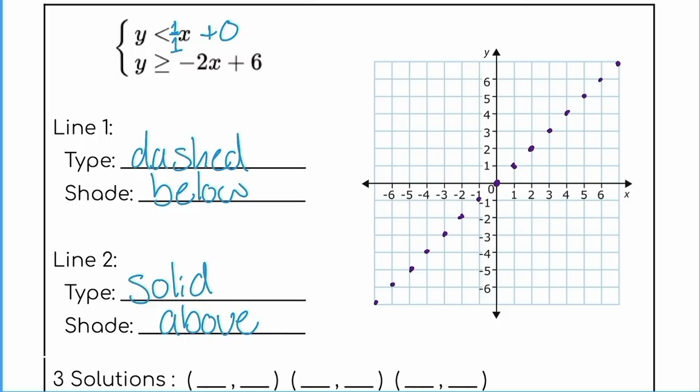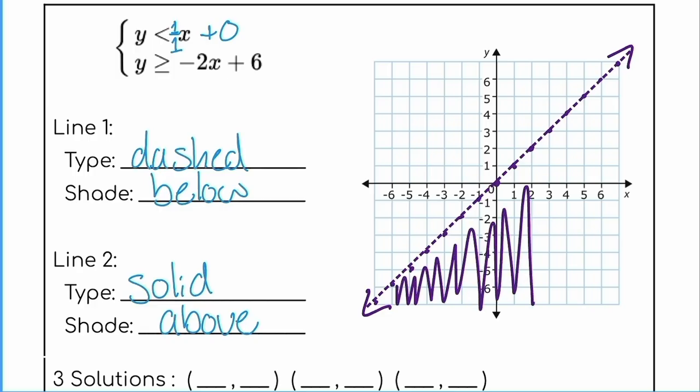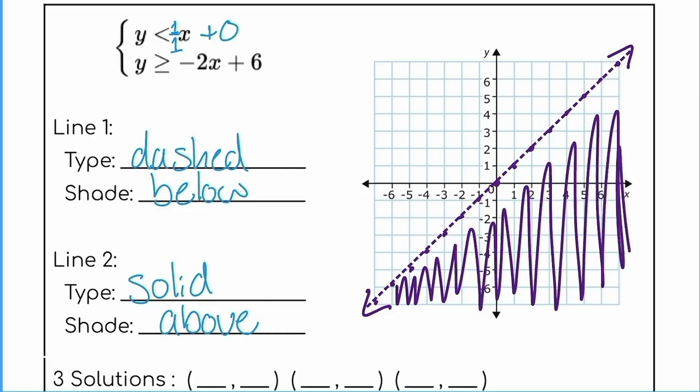And what kind of line did we say this needed to be? Dashed. I know it doesn't super look like it, but I swear that's dashed. And where are we shading? Below. That's gonna make it kind of hard for me to see. Oh well, that was a bad decision, but we live and we learn.